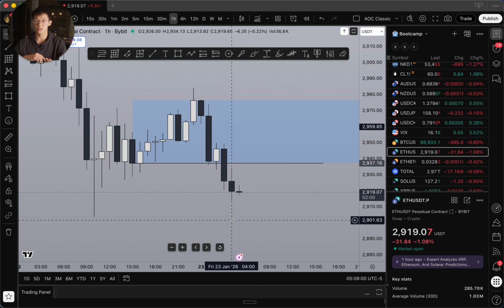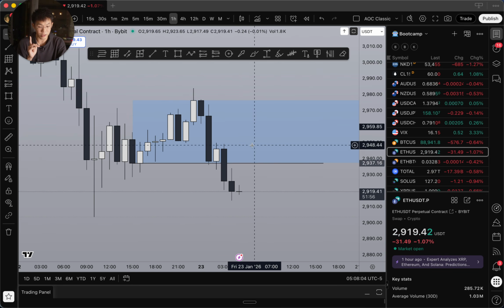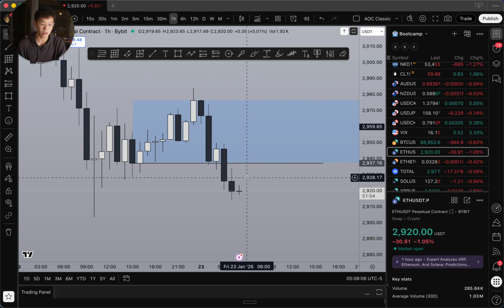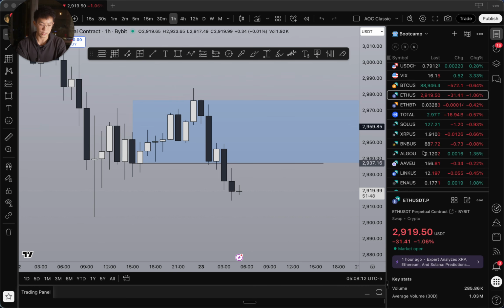So just keep in mind that Ethereum so far, the setup is pretty clear. And as you get closer to the news window, all you're going to want to look for is price to A, have already touched this level, and B, give you a 5-minute change in state of delivery towards the downside. If that happens, brilliant. That's going to be the setup for today.